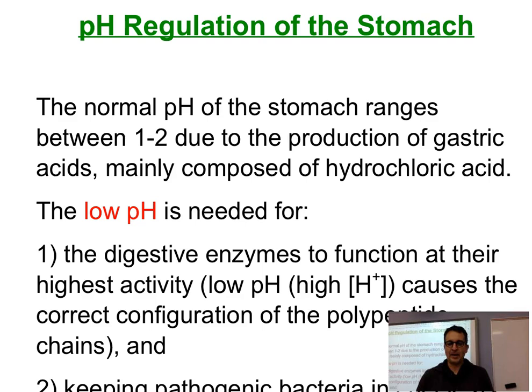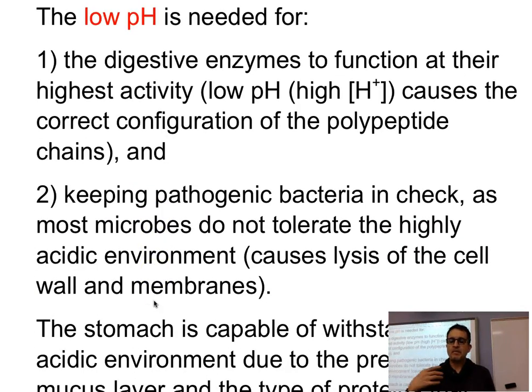The second reason that we need to have a low pH is in order to keep pathogenic bacteria from actually multiplying too readily. It's a nice thing that most bacteria will not tolerate the highly acidic medium that is present in the stomach. Their cell walls and the cell membranes will lyse, all right? And so this actually keeps them in check, all right?